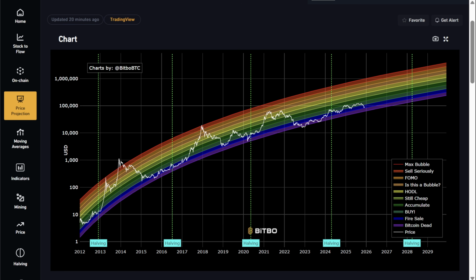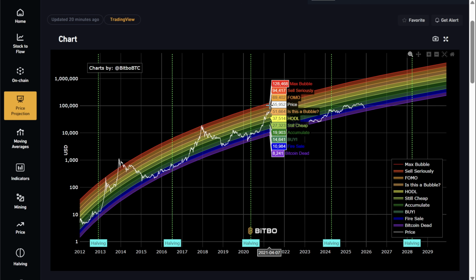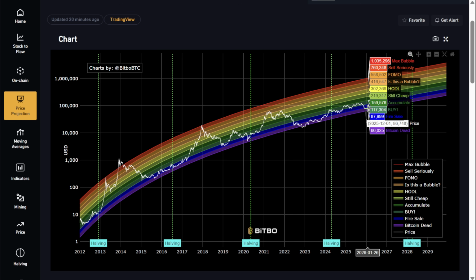For example, this model is probably not the best because it did not turn a clear selling signal in 2021. Right? We had max bubble 2x above the current price. Currently, the possibly highest price would be close to $1 million. That's very far away from reality, right? At $1 million, Bitcoin would almost flip the gold market cap.